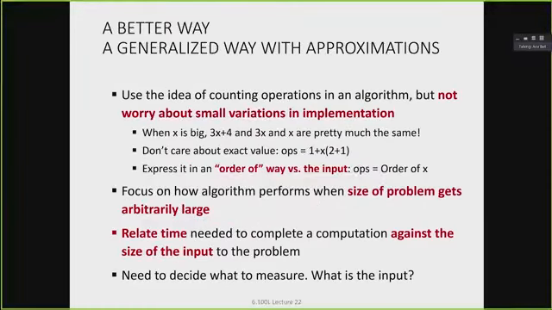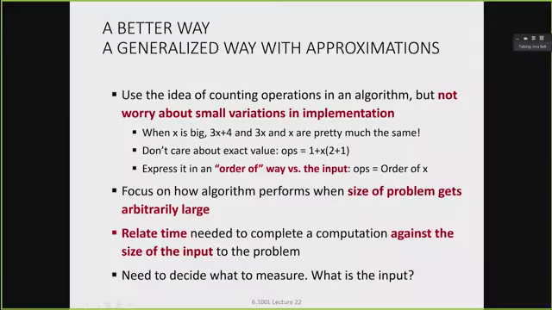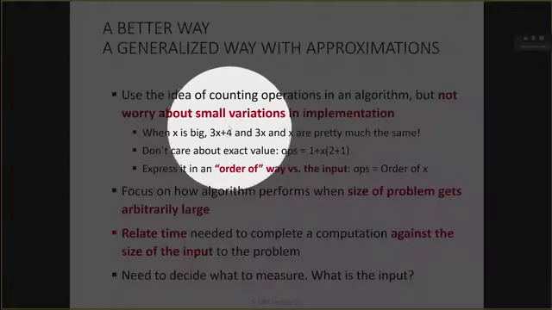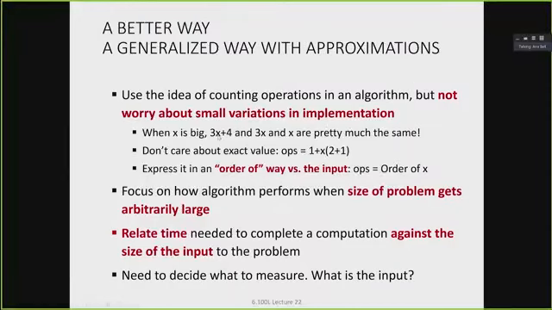So while counting was really nice, and it told us a nice relationship between the input and the number of operations, when the input is really, really big, like 3x plus 4, when x is really, really big, I don't care that the number of operations is 3x plus 4. Because when x is really, really big, that plus 4 might as well be plus 0. And that 3x is basically like x when the input is really, really big. So that's what we're going to try to do, all right?